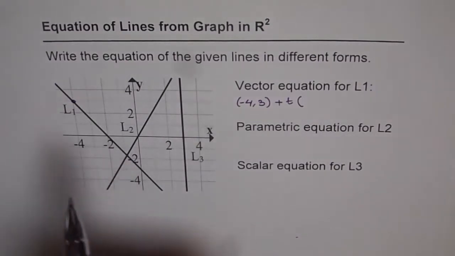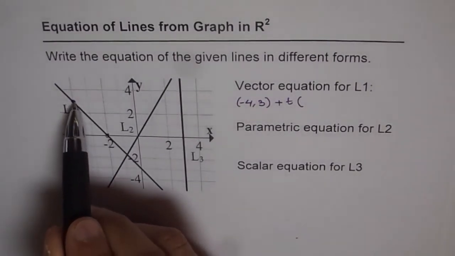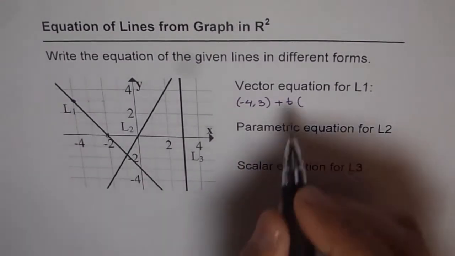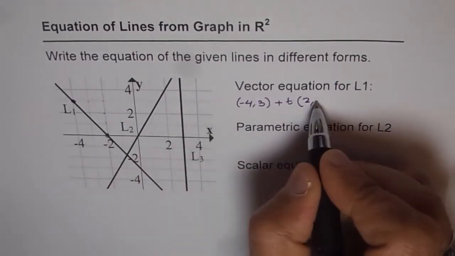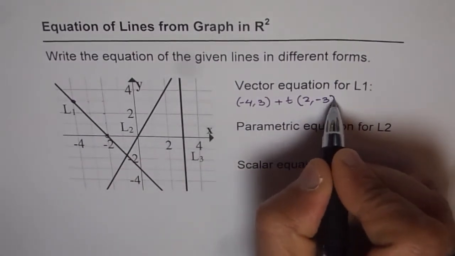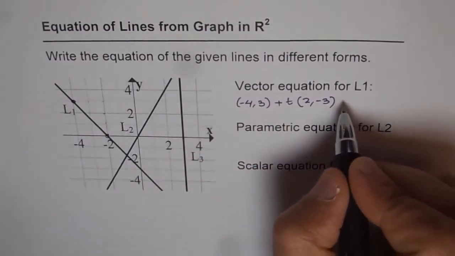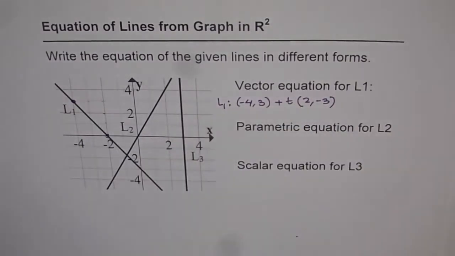So what is the direction? Select any other point, let's say this point. If I want to go from here to this place, then 2 steps in the positive x direction and 1, 2, 3 steps in the negative y direction. So that gives us the direction number and that becomes the equation of my line L1, right? And this is the vector equation of the line.